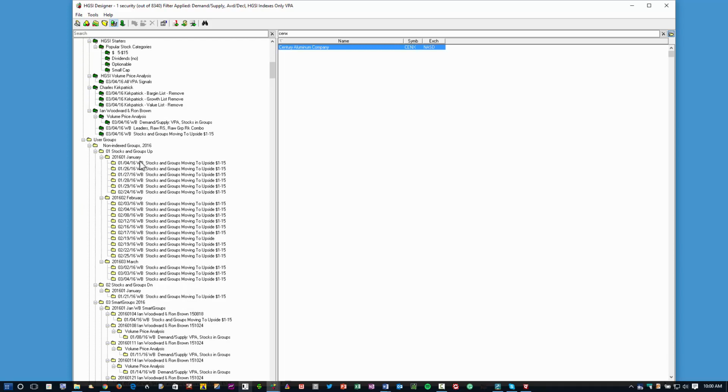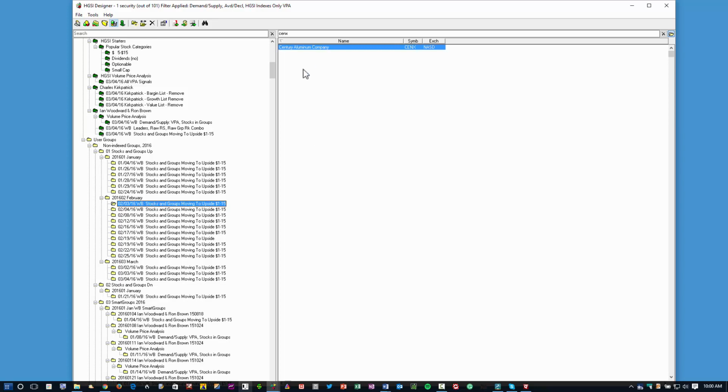I keep these groups every day, and notice that CENX was appearing in stocks and groups moving to the upside throughout January, throughout February, in the $1 to $15 range. And so this is where a lot of stocks that are beginning to show, or beginning to gain relative strength, show up. Look at all these instances of CENX showing up.